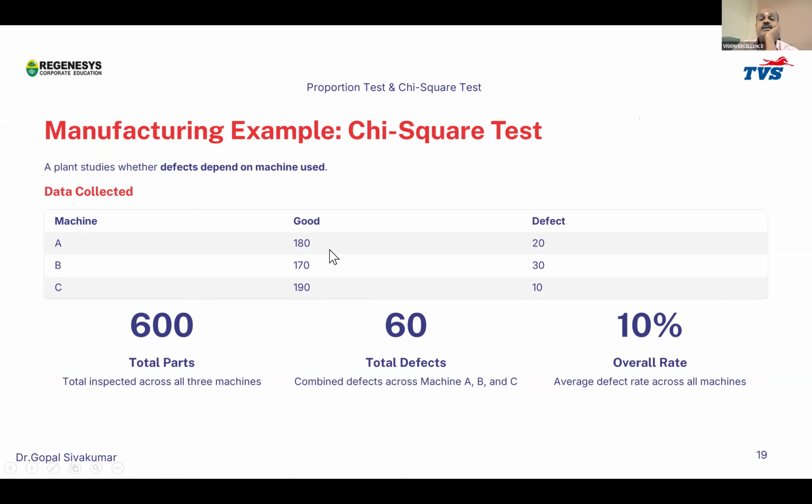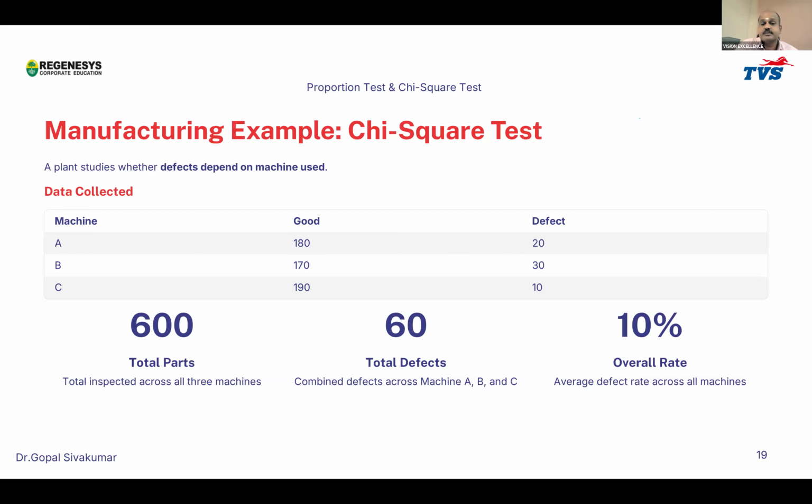And see here, machine 1, machine 2, machine 3. Machine A, 180 parts produced, 20 defects observed. Machine B, 170 parts produced, and 30 defects. And 190 parts produced, 10 defects. Now, what do you think, all of you, according to your engineering logic or the experience logic? Is there a difference in the defect rate between the machines? Machine type and defect rate, is there a relationship?